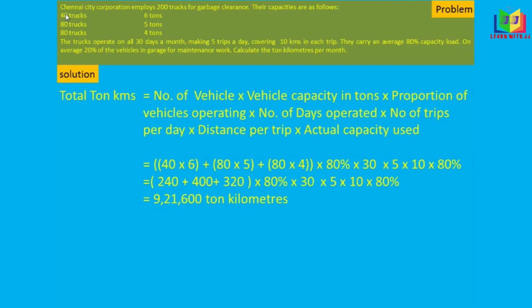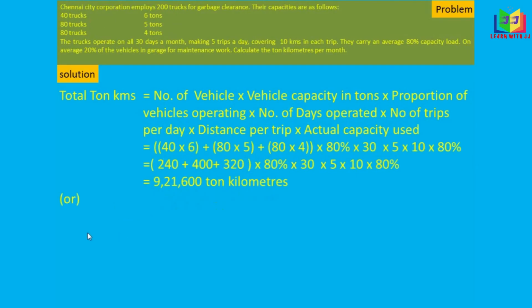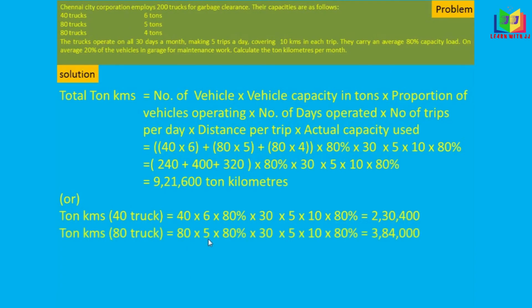The other way, I'll do it that way also. For 40 trucks first: 40 into 6, that is the capacity, then 80% is the proportion, 30 days, 5 trips, 10 kilometers, and the capacity used is 80%. We'll get 2,30,400. Similarly we have to do it for the 80 trucks: 80 into 5, other things remain the same, 80, 30, 5, 10 and 80.